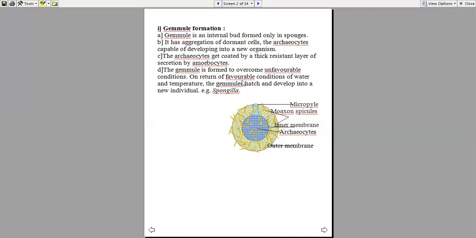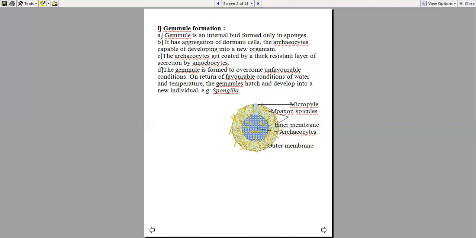On return of favorable conditions of water and temperature, the gemmules hatch out, means the gemmules break. And when these gemmules break, they develop into a new individual, that is a new organism. Here the example is Spongilla, which is one of the porifers.